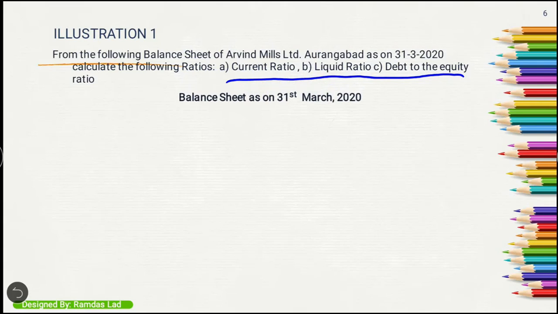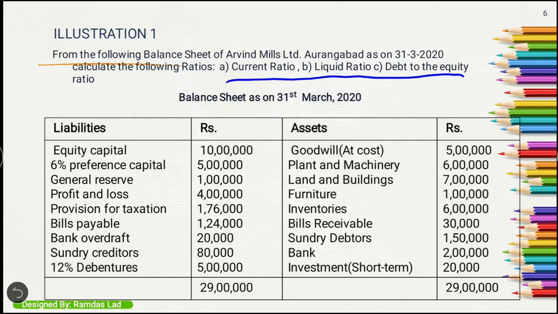These are the balance sheet ratios which we have to calculate for this example. What is the data given? Here the balance sheet as on 31st March 2020 is given, with the liability side here and the asset side here. From this data we have to calculate current ratio, liquid ratio and debt to equity ratio. First of all we will understand how to calculate these ratios from this given data.